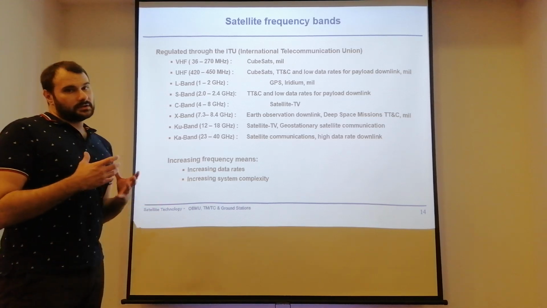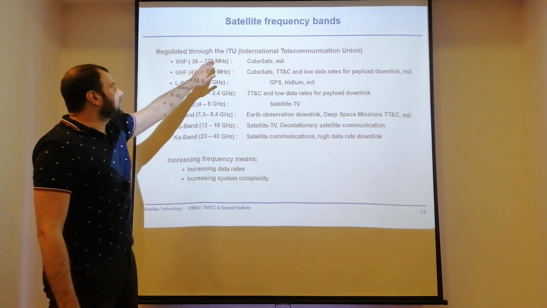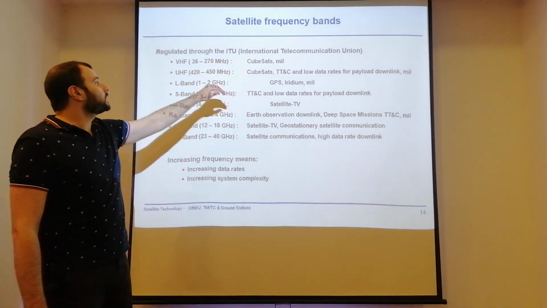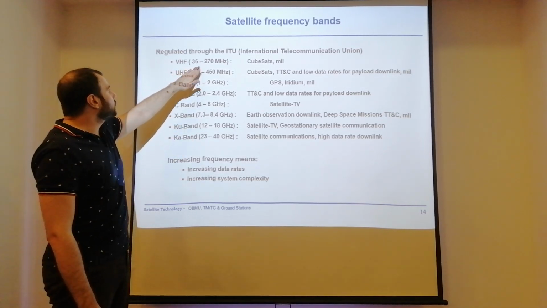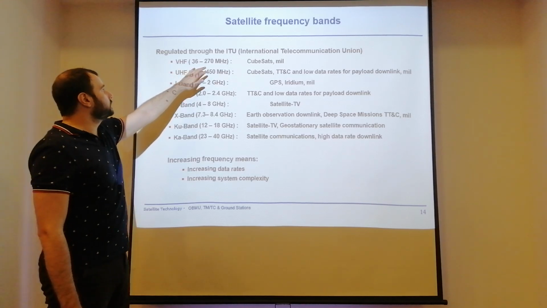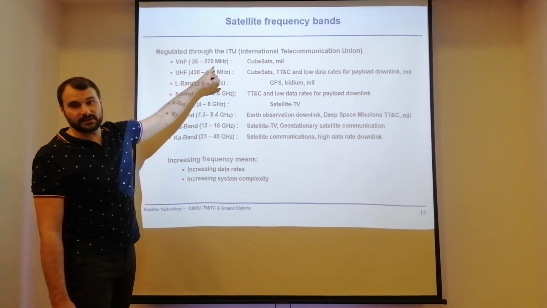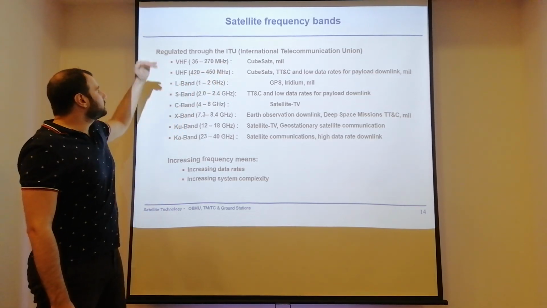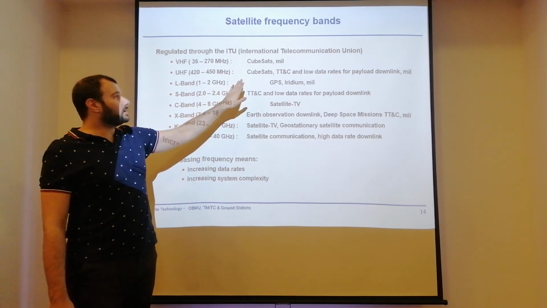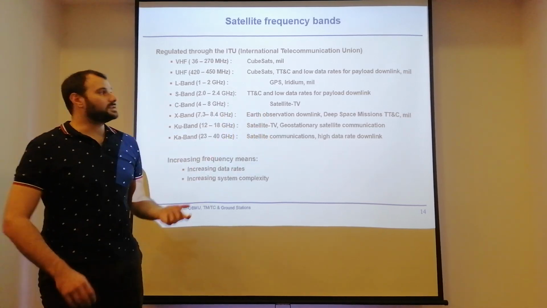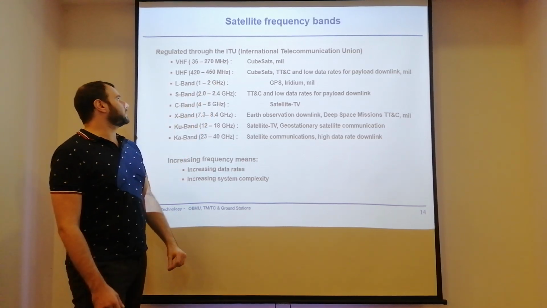So, which are the frequencies that are commonly used for satellites? So, according to the ITU, the International Telecommunication Union, several bands are specified. And the lowest frequency is usually the VHF, used for CubeSats and military communications between 36 and 270 megahertz. Then we go a little bit higher in the UHF, 420 to 150, also very, very commonly used by CubeSats, but also for TMTC and low data rates for payload links. Of course, still military use in that band.